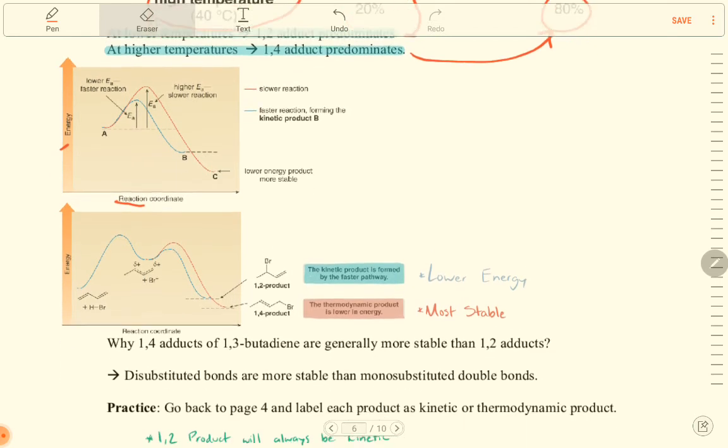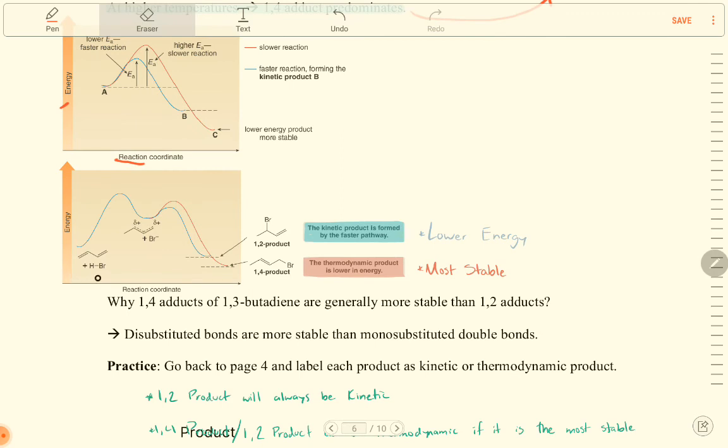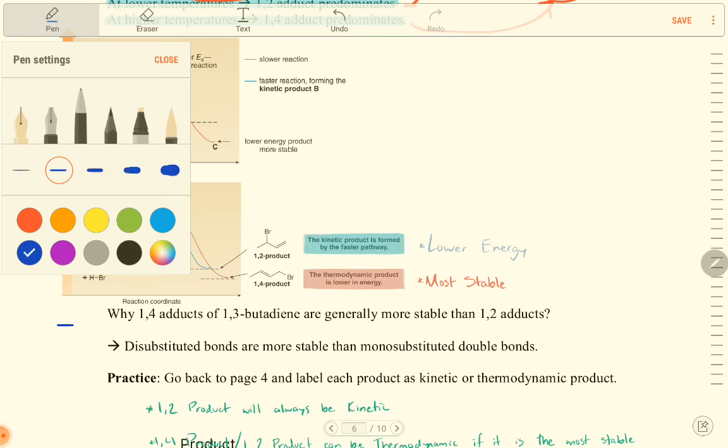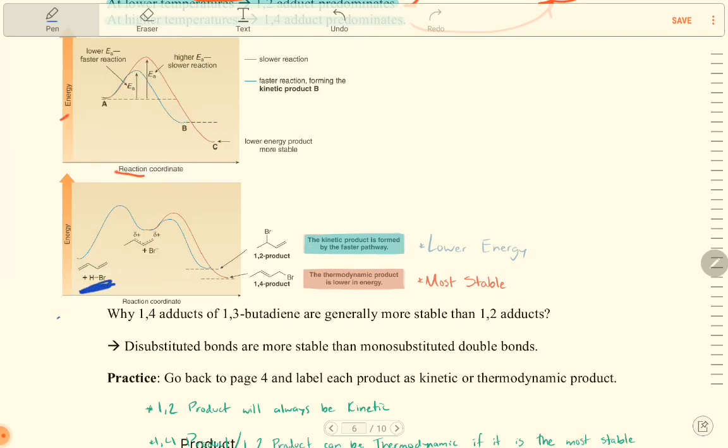So when you look at this particular reaction, a carbocation forms at this point, and then you can see the 1,4 product, the thermodynamically controlled product, is lower in energy, and under kinetic control is the 1,2 product. So the 1,2 product is kinetic, and the thermodynamic one is more stable.